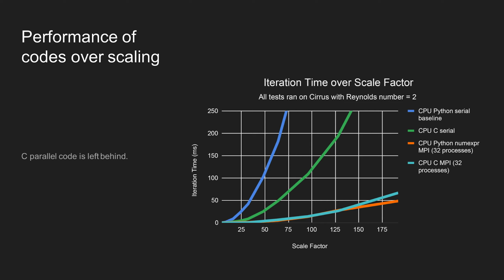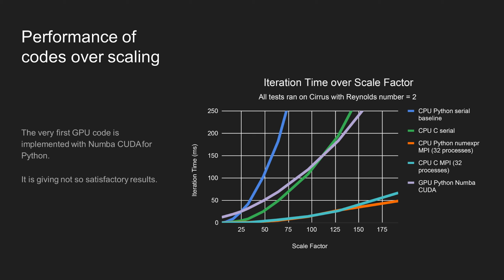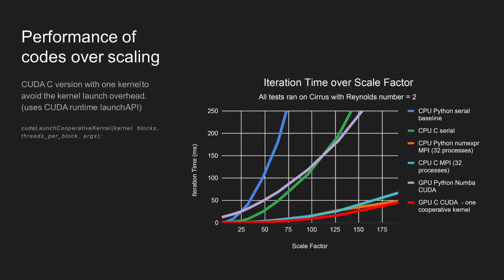The next thing is to use the GPU to run both Python and C codes. For Python, the NumPy-CUDA module was used to implement the GPU version, but it merely manages to surpass the serial codes, being nowhere near the CPU parallel performance. On the other hand, the CUDA-C program outperforms even the parallel versions.